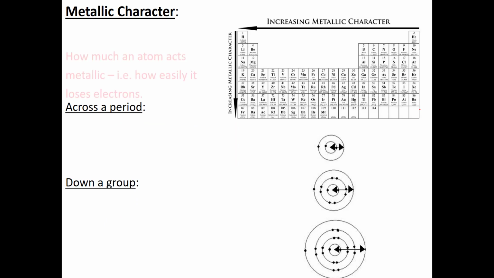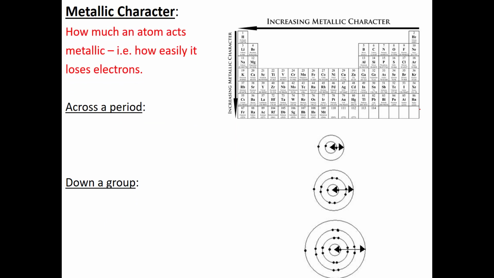So metallic character is how much an atom acts like a metal, how easily it loses an electron. So we're looking at loss of electrons. We know metals don't like to have their electrons, typically. It's easier for them to get rid of them than to gain them. We have our semi-metals, which act a little bit differently. We would have some specific instances, but we're just talking in general.